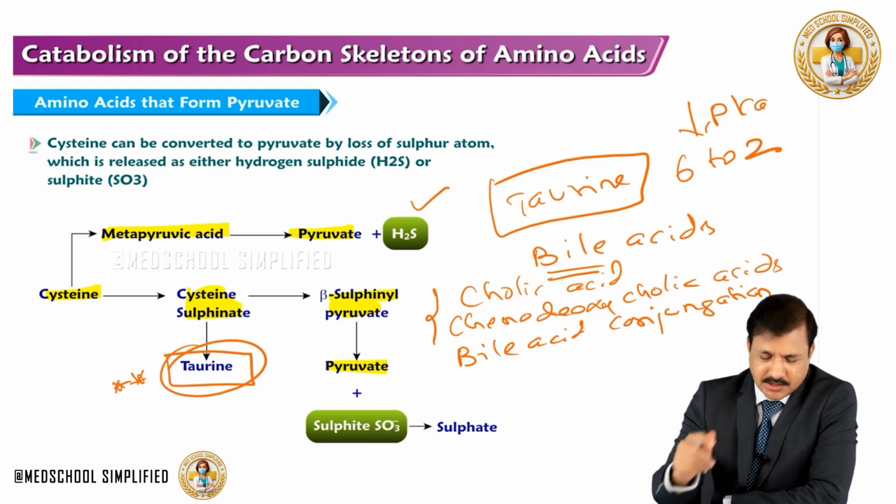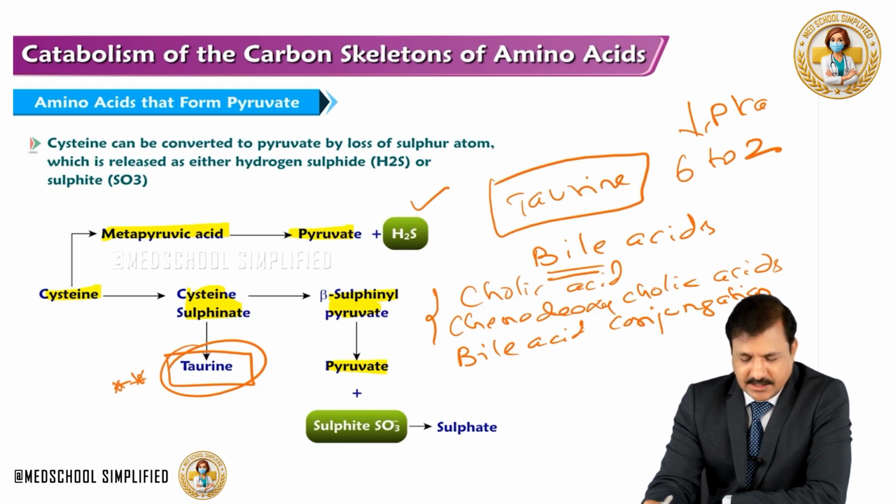In that process, cholic acid and chenodeoxycholic acid use a taurine that is coming from cysteine degradation, and cholic acid becomes taurocholic acid, chenodeoxycholic acid will become taurochenodeoxycholic acid. That's an application there, you must remember.